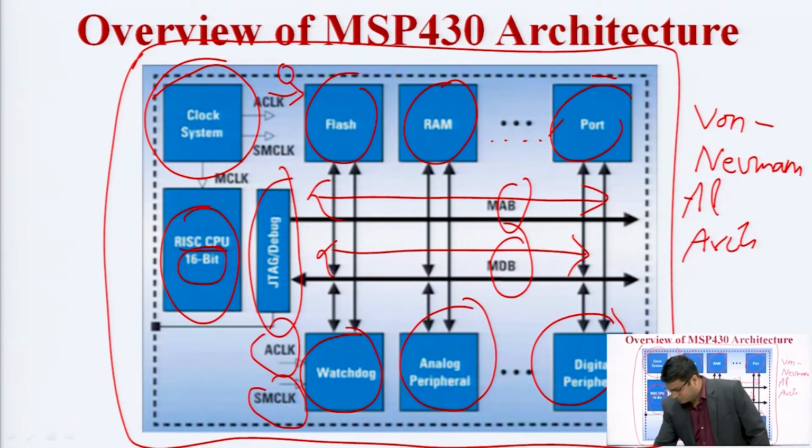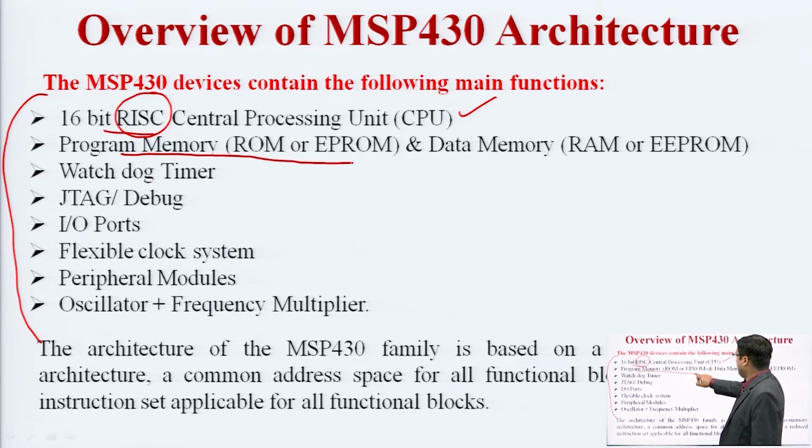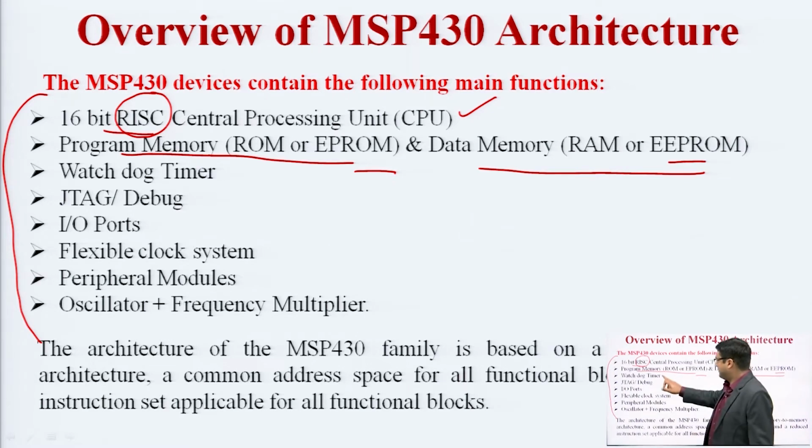Okay. So come to the features. First one is the 16-bit RISC CPU. It has a 16-bit architecture and its processor is based on the RISC system, that is reduced instruction set computing. It has a program memory, ROM or EEPROM, and a data memory available, that is ROM, RAM and EEPROM. There is a watchdog timer system in MSP 430. In other microcontrollers, a watchdog timer is not present, and there is a JTAG interface.